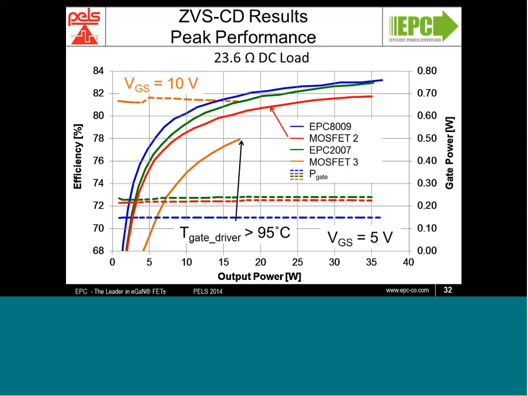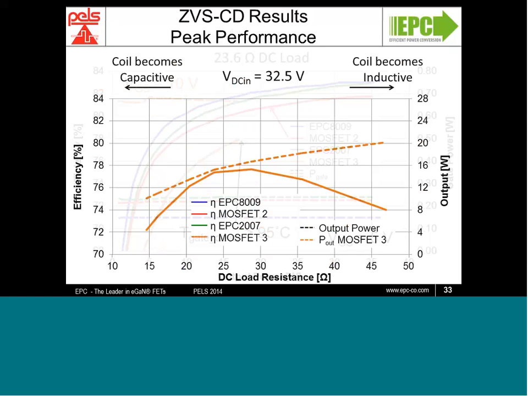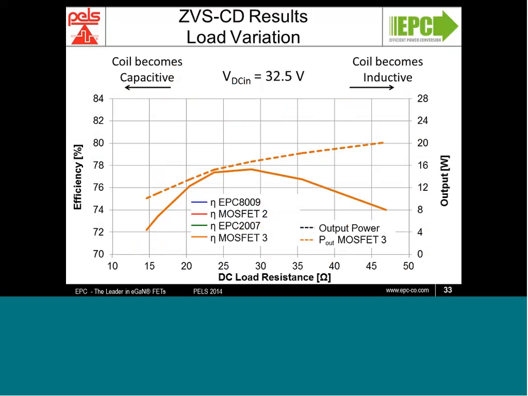Let's have a look at the load variation. In this case, we were able to complete the test for the power MOSFET number 3. However, above 25 ohm resistance, you can see there's a kink in the output power curve, the dashed line here. So we're losing output power by some mechanism in the circuit due to the high gate losses.